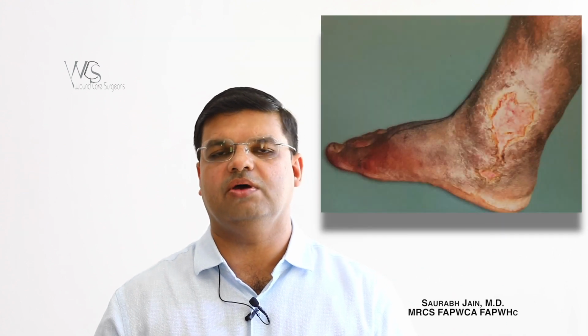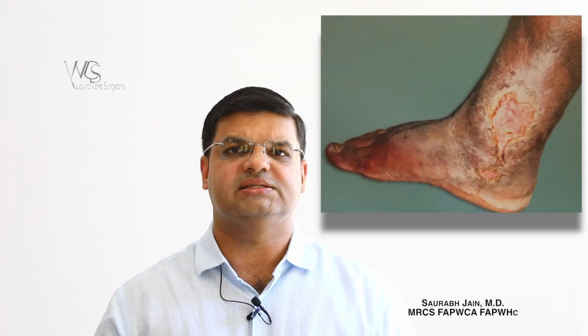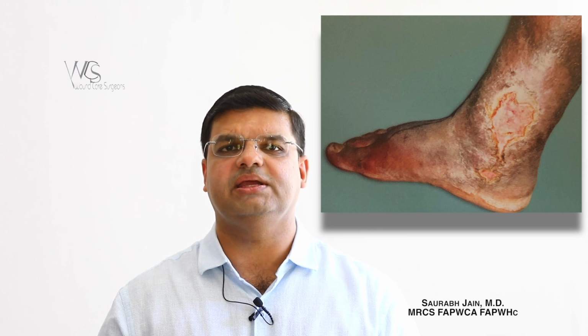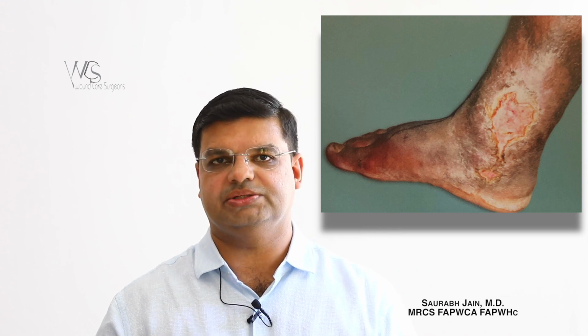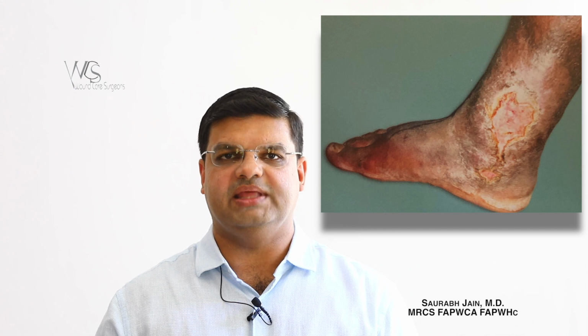Venous ulcers. Venous leg ulcers occur as a result of venous insufficiency and are thought to affect around 1 to 2% of the adult population. Venous leg ulcers are accountable for around 70 to 90% of all leg ulcerations. Let's start with the anatomy.